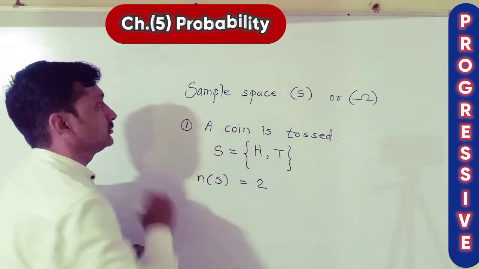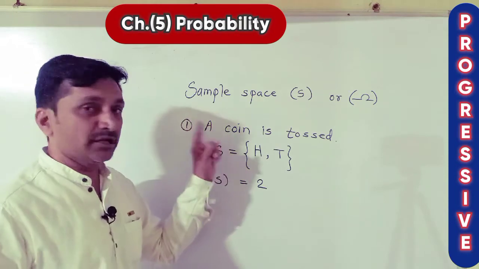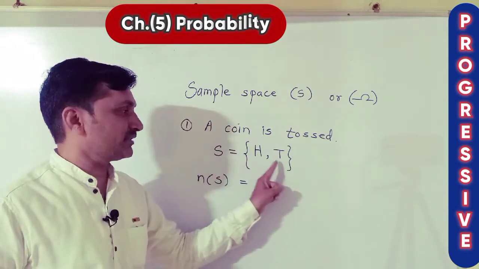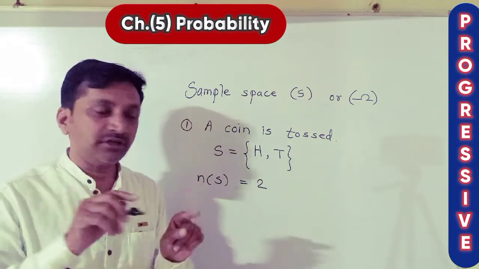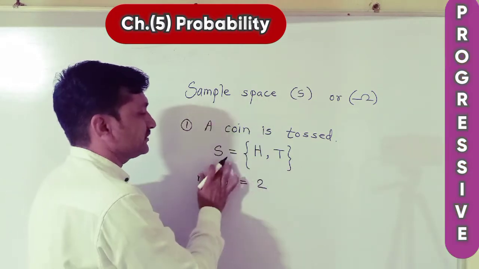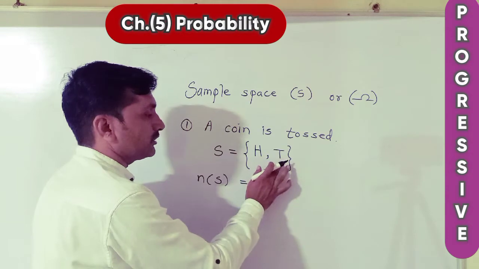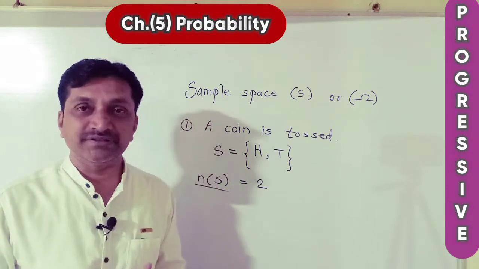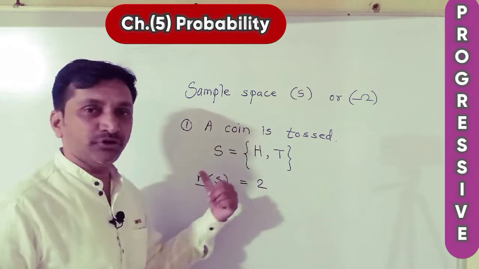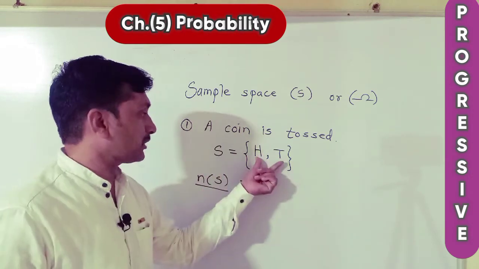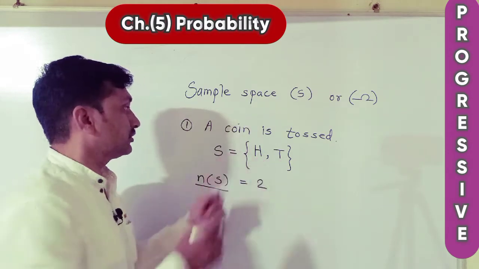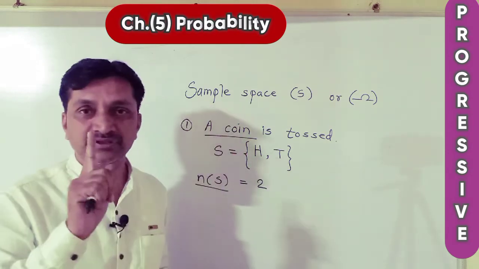Therefore, here first, a random experiment, a coin is tossed. S is equal to how many possibilities, head or tail. If you write in curly bracket, it becomes the sample space. S is equal to {H, T}. And n(S) means number of sample points, that is the number of elements. Here how many elements are there? 2. Therefore, n(S) is equal to 2, if a coin, one coin, is tossed.